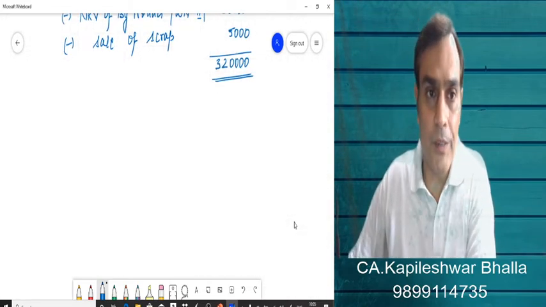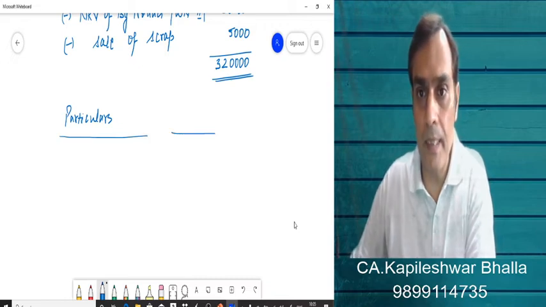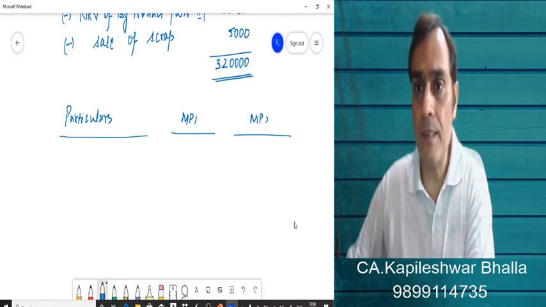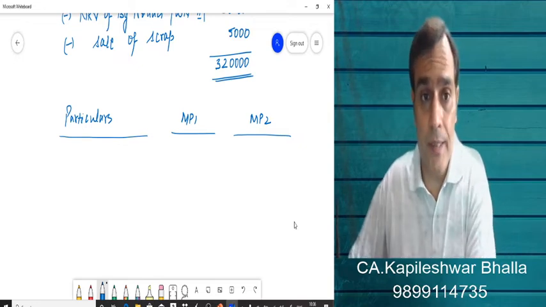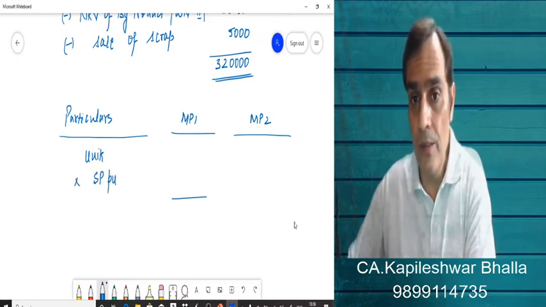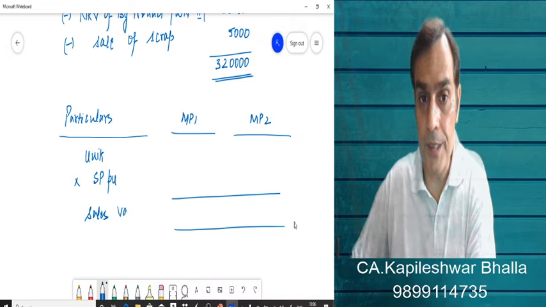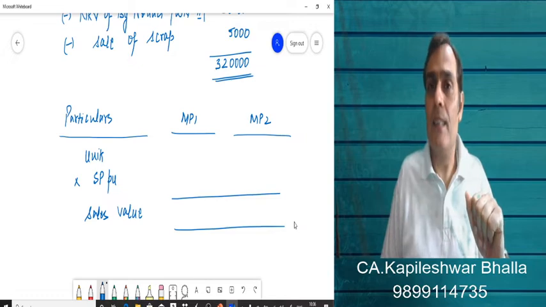We would now organize 3 columns. One is particulars, one is MP1, and one is MP2. That's main product 1 and main product 2. Now we need to organize the sales value ratio. So let's consider the number of units, and multiply this with the selling price per unit, so that we can organize the sales value of both the products. And then we can conveniently divide that 3,20,000 in the sales value ratio.